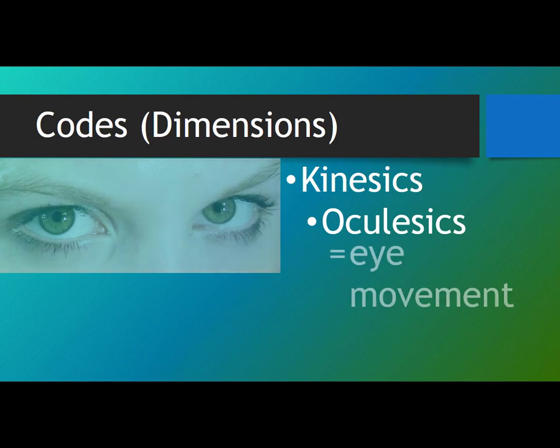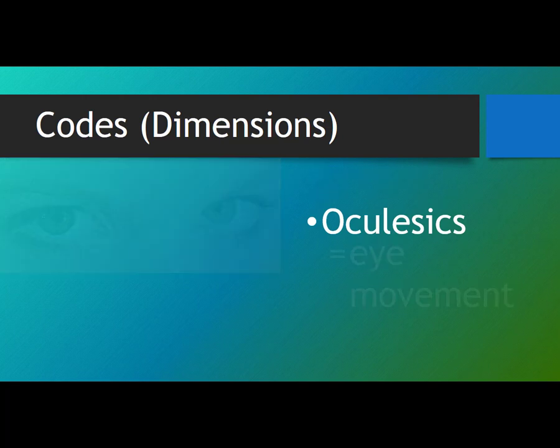Oculesics refers to the eyes. No, there's not a typo on the screen. The word is indented under Kinesics for a reason. Technically, Oculesics is a sub-area of Kinesics because eye movement is still body movement. However, scholars believe it's important enough to warrant its own category.